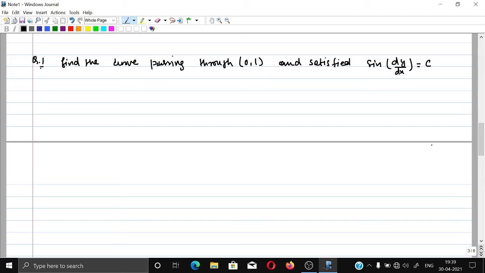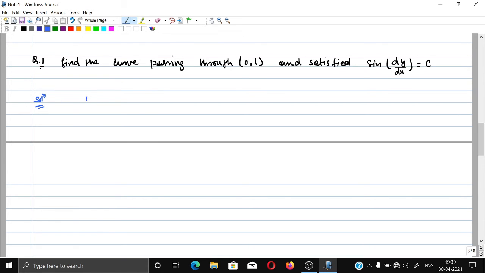So here the question is asking you to find the curve passing through (0, 1), where you will get the equation of a curve. That equation will pass through (0, 1) and also satisfy sin(dy/dx) = c. Let's see how we solve this equation. You just need to follow simple steps, so you should not worry about that.